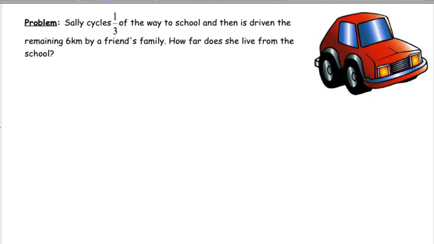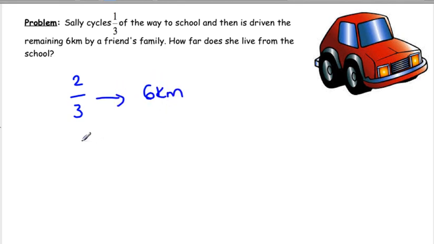All right, final problem. Sally cycles 1/3 of the way to school and then is driven the remaining 6 kilometers by a friend's family. How far does she live from the school? Okay, so if she cycles 1/3 of the way, that means that 2/3 of the way is the driving way, and 2/3 is 6 kilometers.